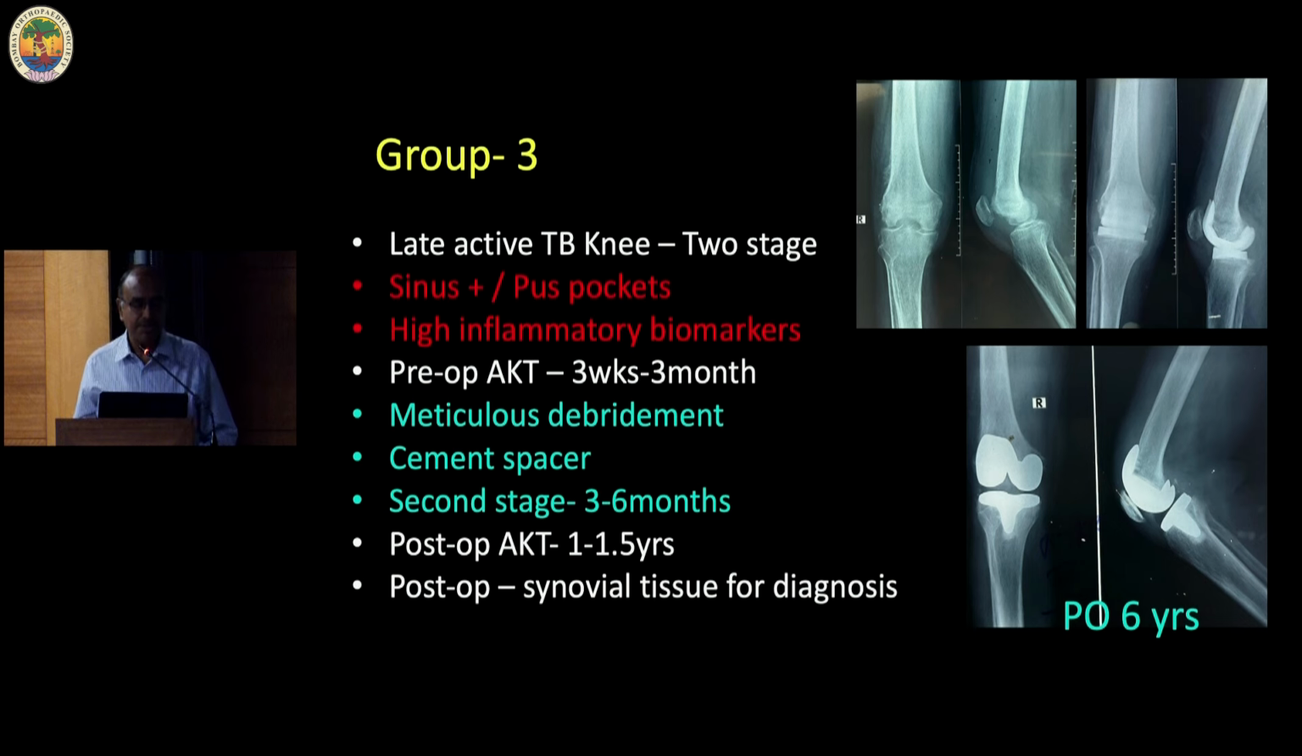In the first stage you put a cement spacer. After giving about 3 weeks or 3 months of anti-tubercular treatment, you do a meticulous debridement and put a cement spacer, and the second stage, after about 3 to 6 months, you do a second stage reconstruction using the components, and post-operatively you continue the anti-tubercular treatment. And this is one of the patients where in the first stage you put a cement spacer. I'll take a little time to tell you how to prepare a cement spacer in this kind of patient, and this is the post-operative 6 years follow-up of this patient.